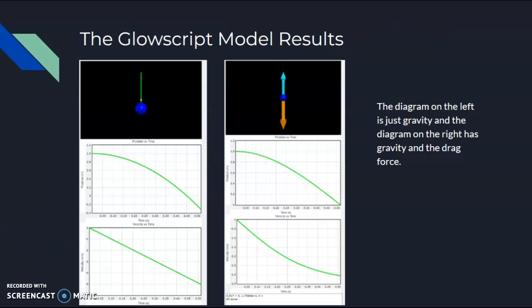So the GlowScript model results. The one on the left is just gravity, and the one on the right has the gravity and the drag force. You can see this is the drag force, and this is gravity.